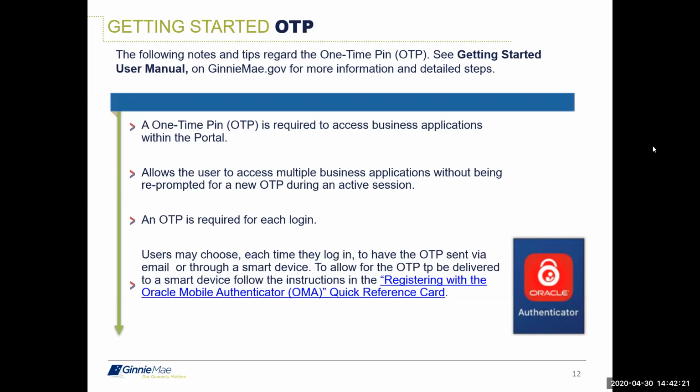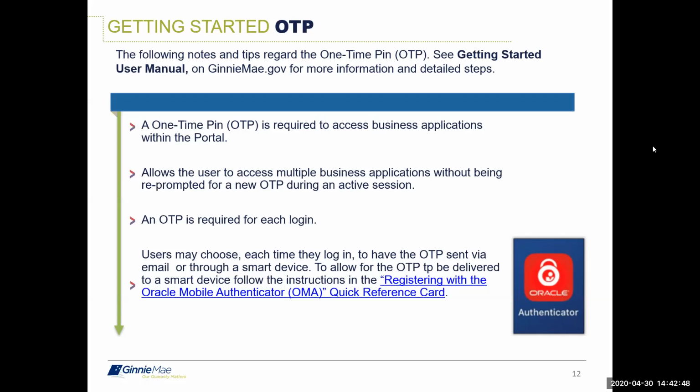Waiting until you have a problem with the delivery of an email OTP is too late. So I recommend that very early on, as you have established your account, you register with the Oracle Mobile Authenticator so that at a minimum you have it as a backup plan. I personally prefer to use the Oracle Mobile Authenticator to receive my OTP. It is faster. You can do whatever you choose.